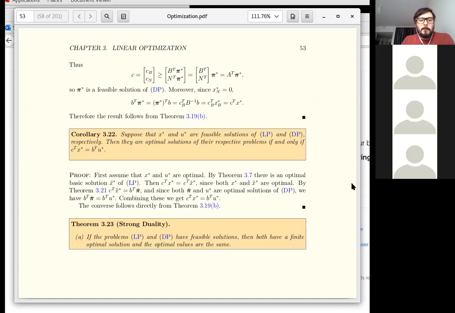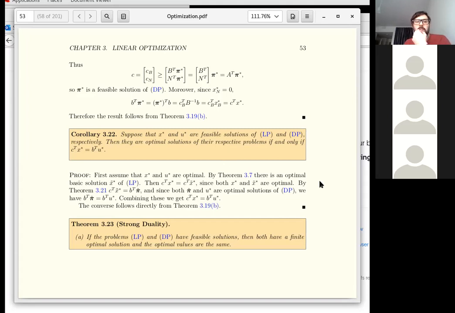And here, we don't really need to go to this corollary 3.22 because it comes without any additional thinking. Because if we have feasible solutions for both this linear problem and the dual problem, then they are actually optimal exactly when their associated costs are equal, right? So it doesn't really matter which we solve. If we solve one, we have the solution to the other.